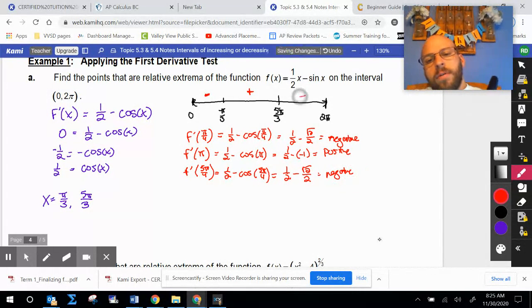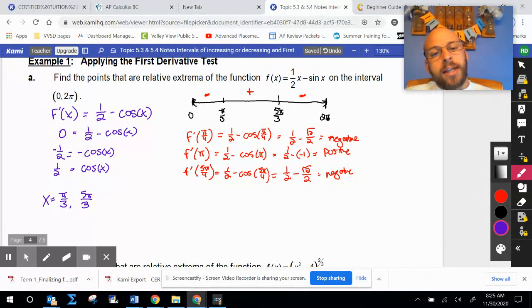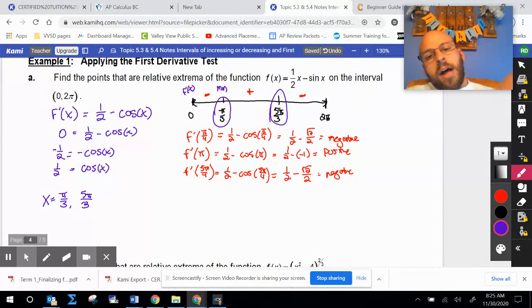Okay, so my function decreases from 0 to pi over 3 and then increases. Because the derivative changed signs at pi over 3 and it went from decreasing to increasing, we know this has to be a minimum. I know this point at 5 pi over 3 has to be a maximum.